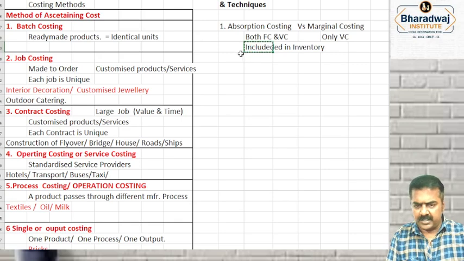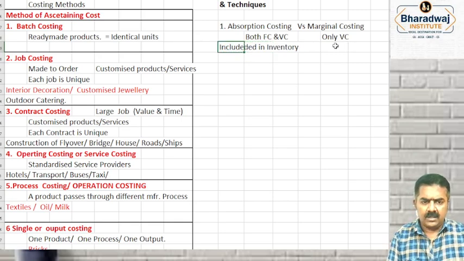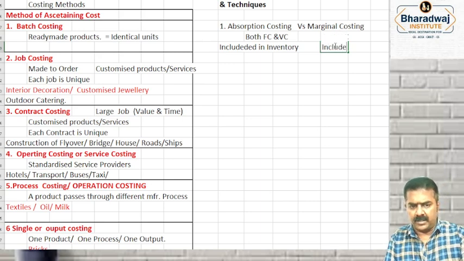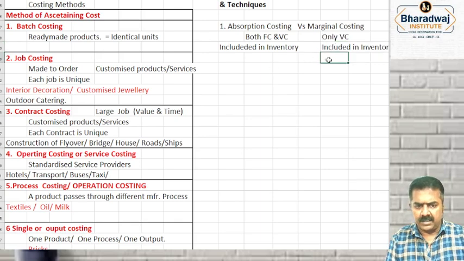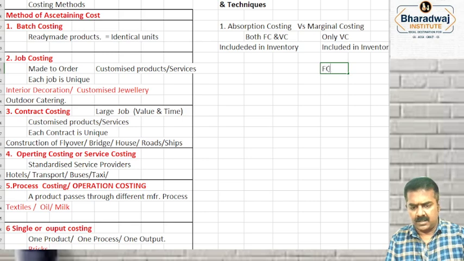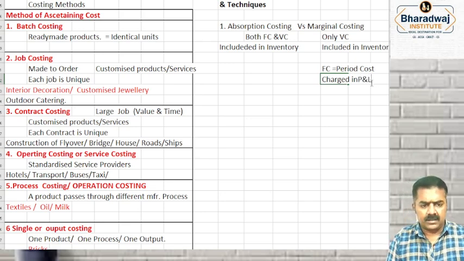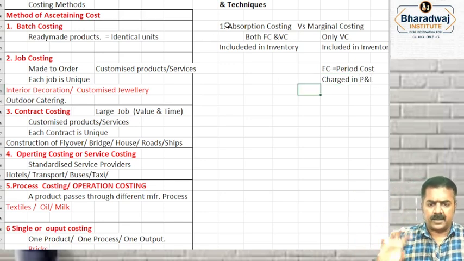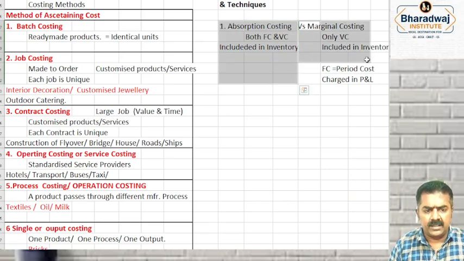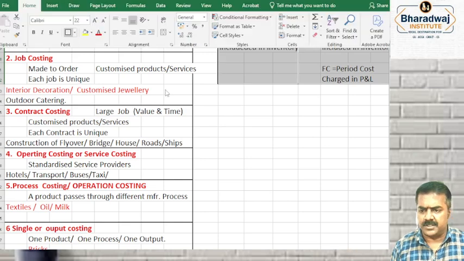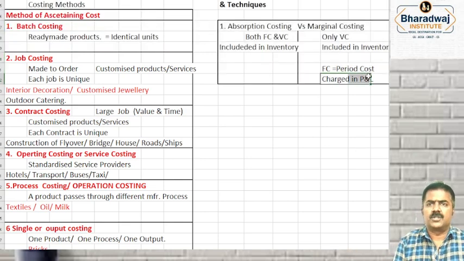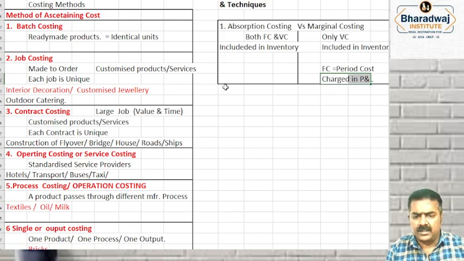What is included? Both fixed and variable cost is included in inventory. Here, only variable cost is included in inventory. Simple. Here, fixed costs are treated as period cost. That is charged in P&L account. Charged in which account? P&L account. What is period cost? It is spent monthly, yearly, quarterly. That is not relevant for decision. You charge it in P&L account. Charge it in which account? P&L account. Okay. Next.